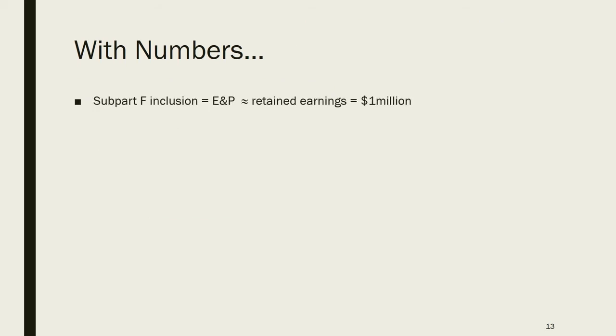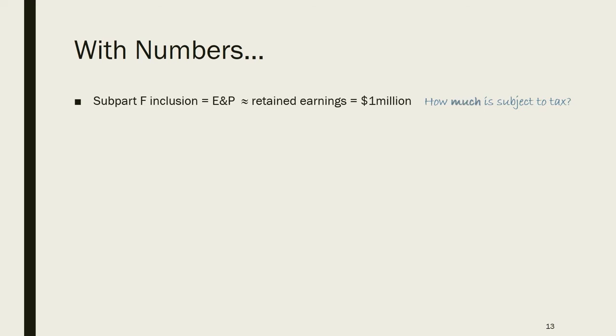Right. So, continuing with the numbers here, we've got a Subpart F inclusion. The gross amount is $1 million. And that's equal to retained earnings because we've assumed away all the complexities. Just like most good economists, we've assumed away anything that might make the computations difficult. Unfortunately, when you get to a real return, you can't do that.